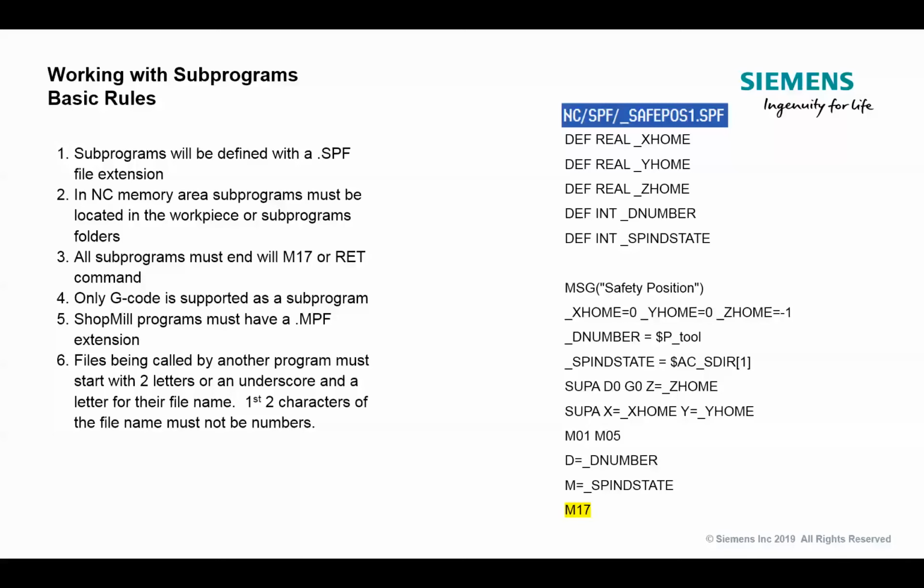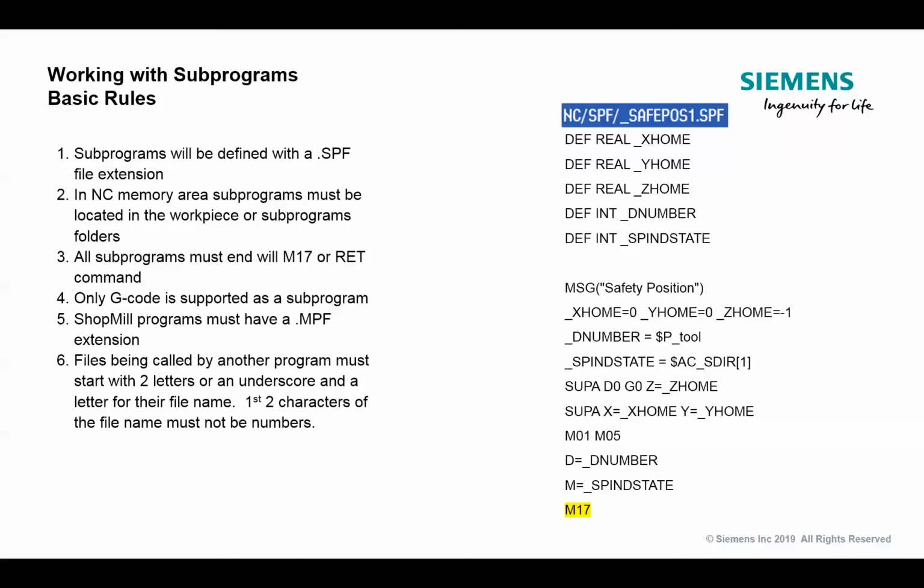So just keep that rule in the back of your head. When I'm going to name a file, especially when it's going to be a subprogram, I myself like to use underscores to start, but just make sure you either use an underscore or two letters to start the file name. Other than that, you can add numbers, you can follow all the normal rules when creating program names and file names and whatnot.